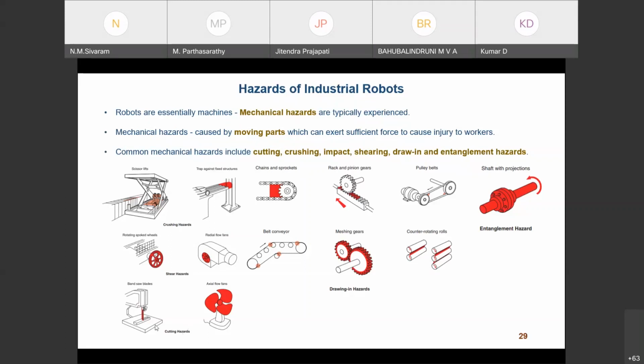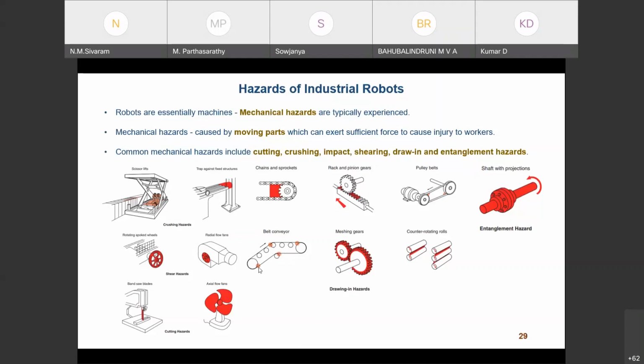For a cutting hazard, the rotation or movement of some sharp object can cut the body. The crushing hazard is like a moving part exerting a force and crushing an operator into a wall or into a fixture. And a shearing hazard is where there is some high-speed rotation of the machine and shearing of body parts takes place. So these are some of the mechanical hazards.